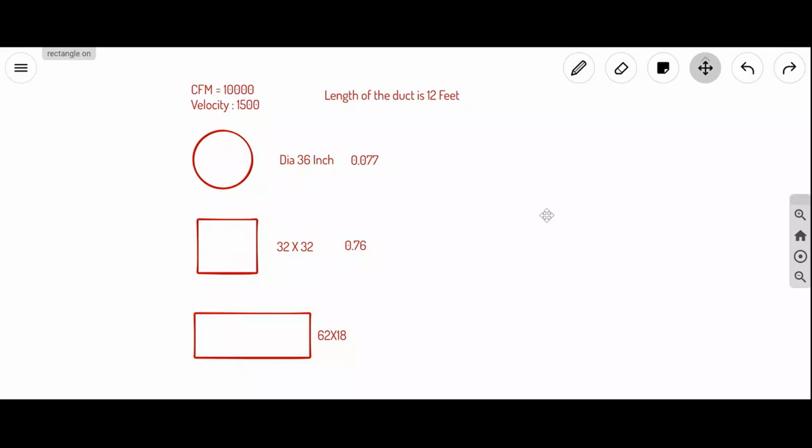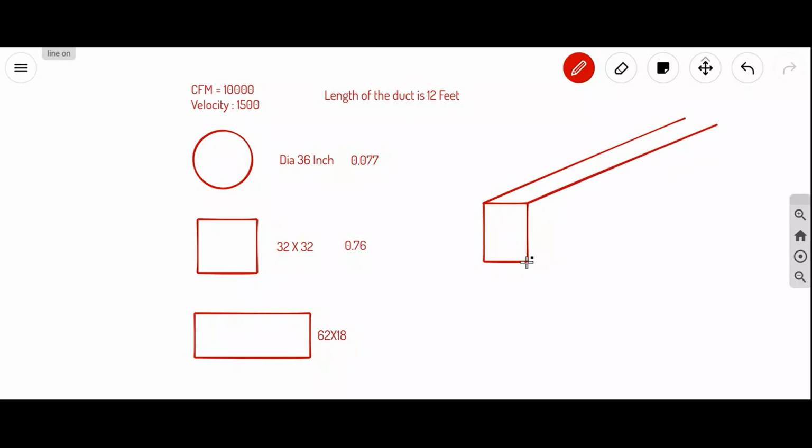Suppose this is one duct, and I need to take my air from this point to this point. So you need some pressure. Does air go by itself? No, we have to give some pressure. To give that pressure, we basically use a blower here. Getting my point?